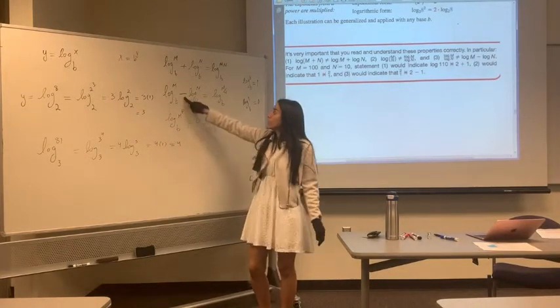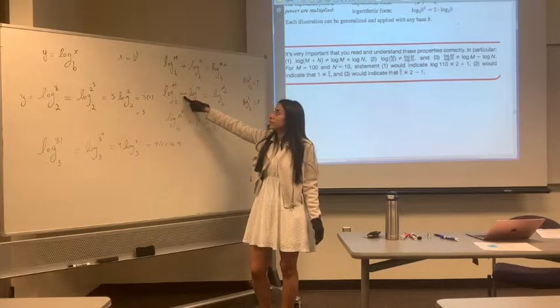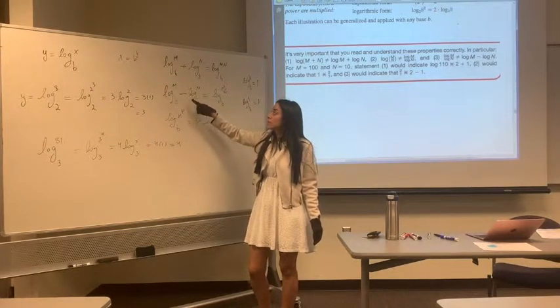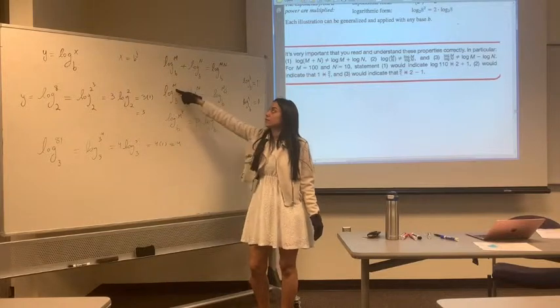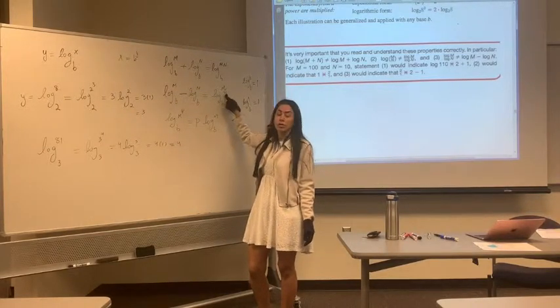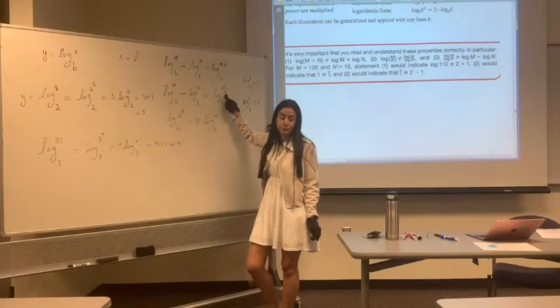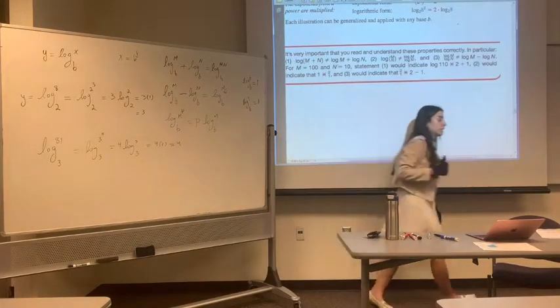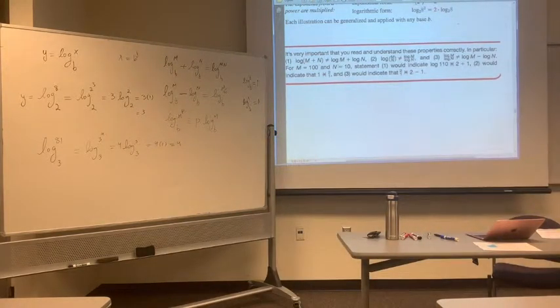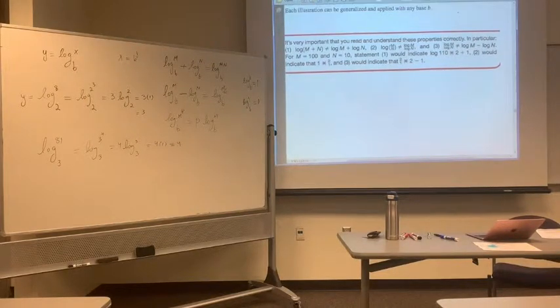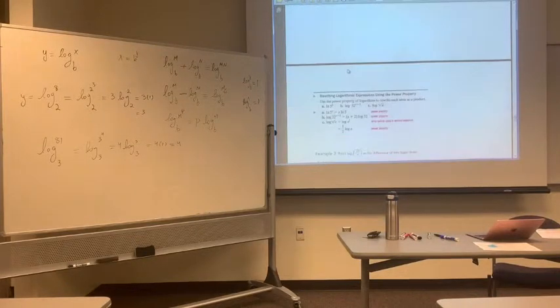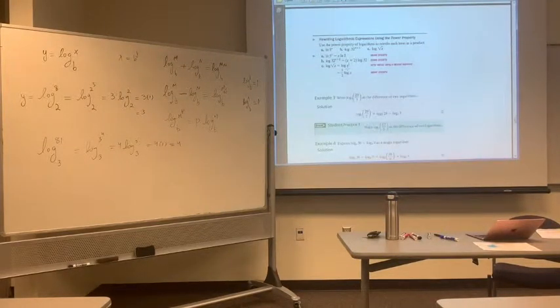If we have a negative sign between two logarithms with the same base, we cannot subtract this from this one. We should use the division. So it's just saying that. Don't get confused. Don't make a mistake like that. Okay, so let's solve this.